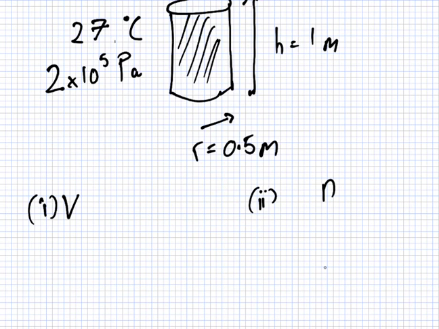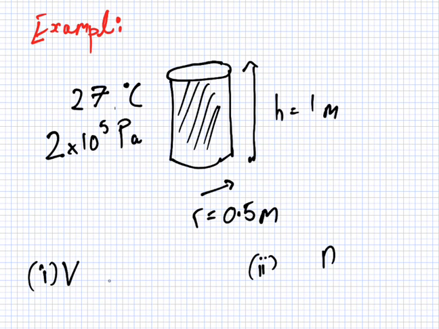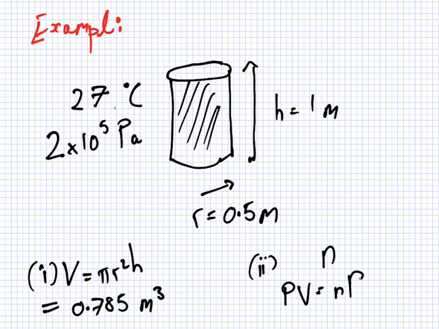Get started. Okay, so how can I get the volume? Well, because I have the shape, it's just pi r squared h. Can someone hit that in on the calculator for me? Tell me what you get. 0.785 meters cubed.